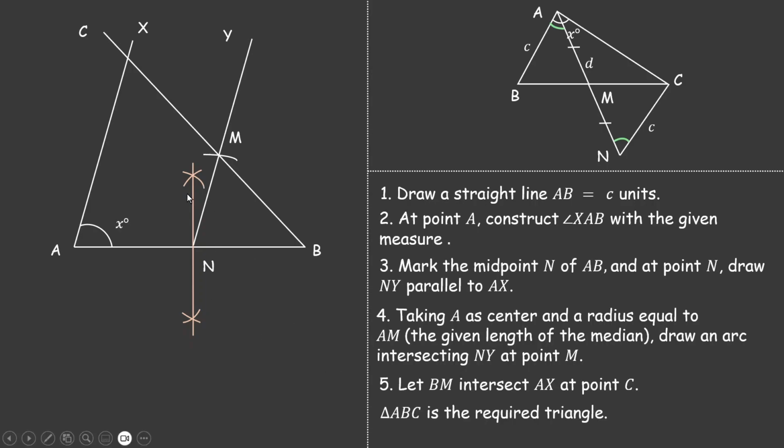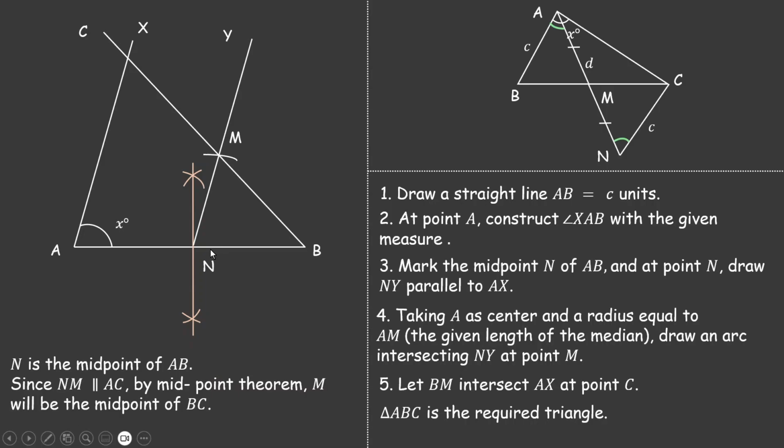Now, how can we be sure that AM is actually the median? So let's see here. N is the midpoint of AB. And since in this triangle ABC, NM is parallel to AC, as we constructed it parallel, right? So according to the midpoint theorem, M will be the midpoint of BC. And if M is the midpoint, that means AM is the median of the triangle ABC.